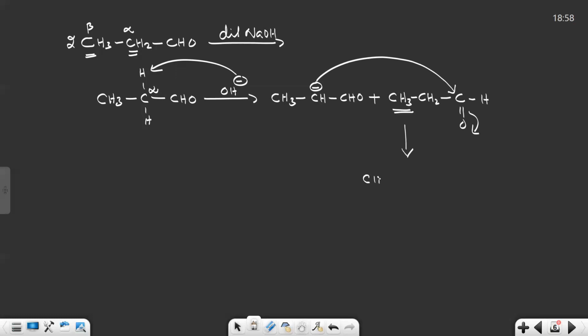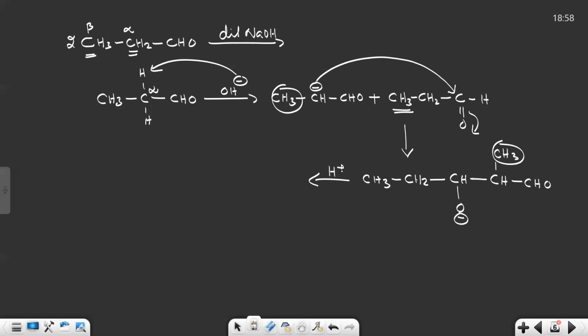So CH3, then CH2. CH2 is attached to one carbon and a hydrogen, and that carbon is attached to one O minus. Now a new bond is formed between the CH, and that CH is attached with one CHO group and one CH3 group. So this CH3 is this one.